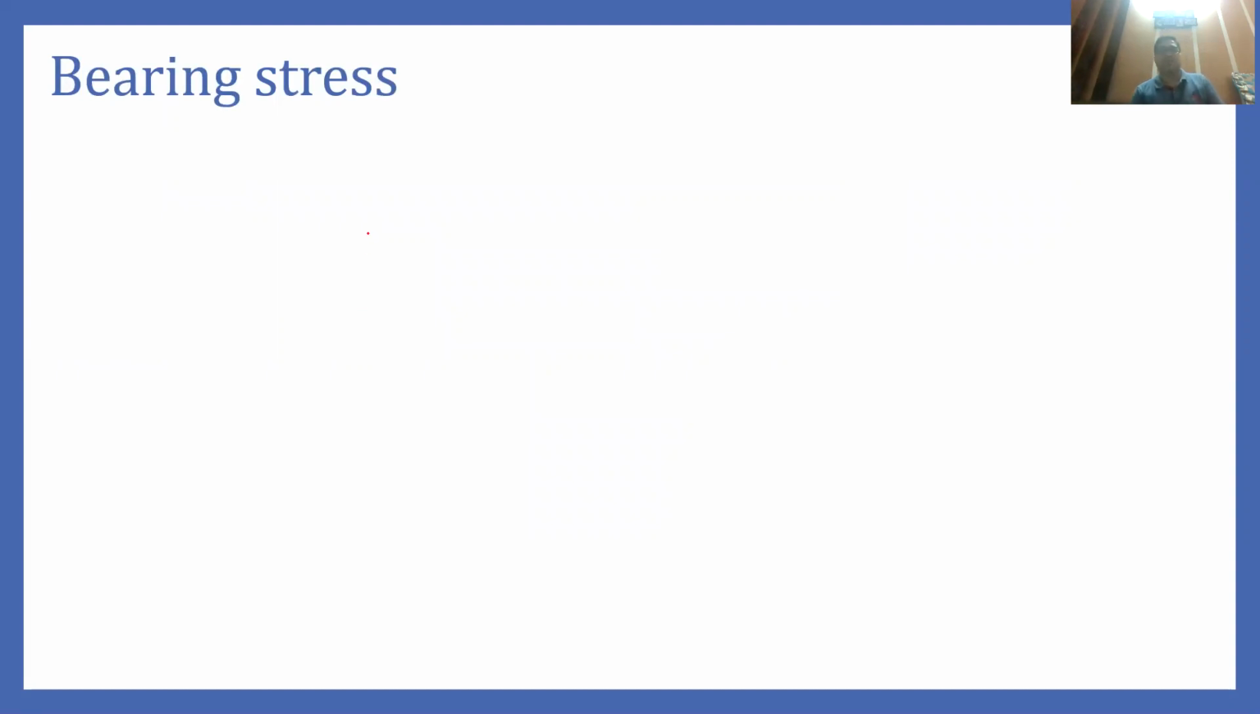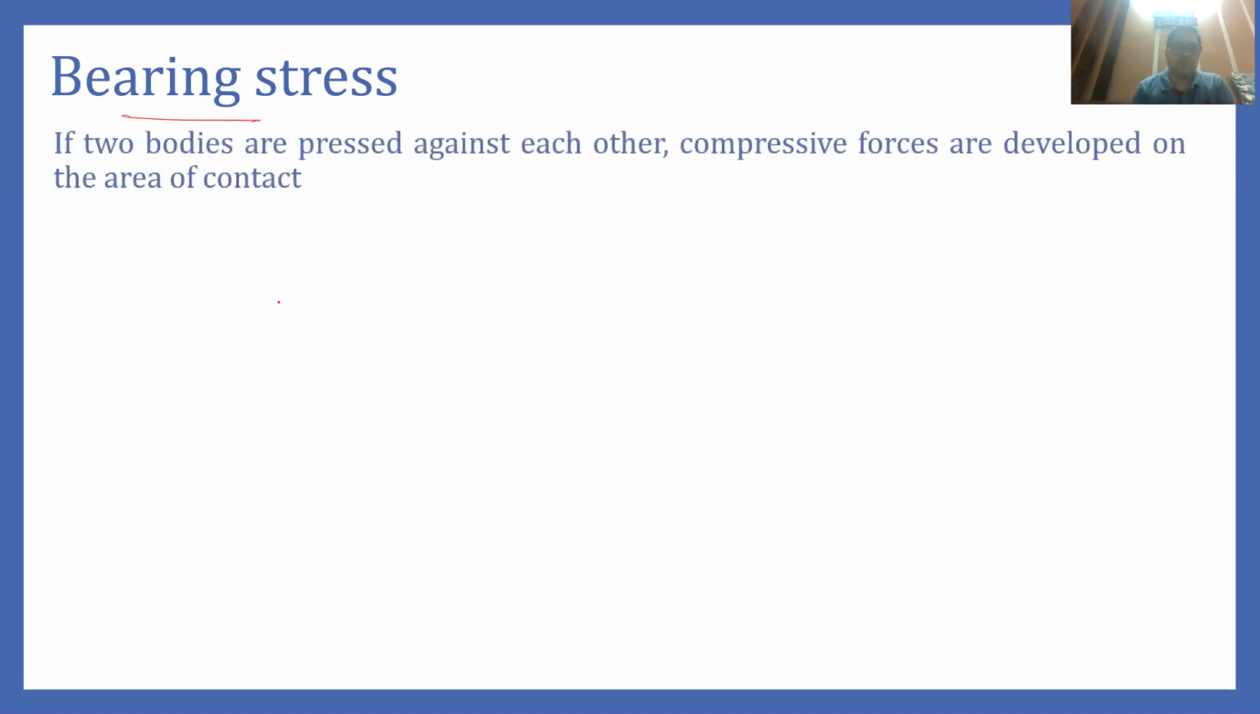Now talking about the next type of stress, which is again a type of stress called bearing stress. So bearing stress is, when there are two bodies which are pressed against each other, then compressive force will develop on the area of contact. So for example, if one force is like this and the second force is like this, you can see on this body, two forces are pressing at each other. So at the point of contact, there will be a pressure which will be known as bearing pressure.